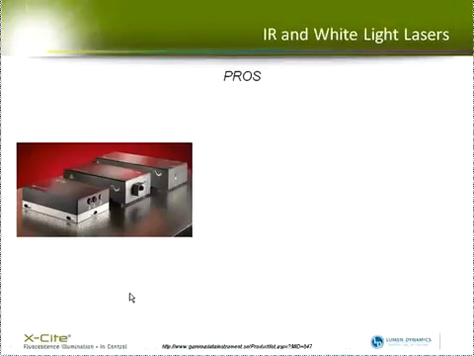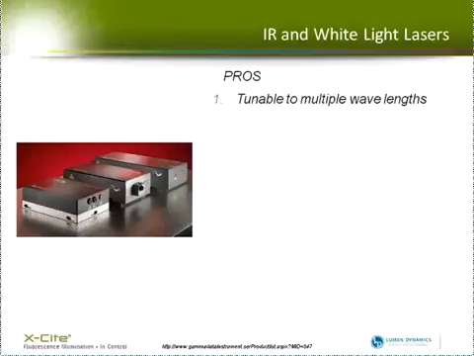So the last class of lasers I'm just going to mention is infrared and white light lasers. The pros of these systems is that they're tunable to multiple wavelengths. You can tune the laser cavity basically to change the color of the light by moving different elements, different mirrors, and so on. In the early days of these systems, it was quite difficult to tune them, but now most of this is computerized. So you would just go into the computer and say, I want to tune the laser to 488 nanometers, and it should do that for you.